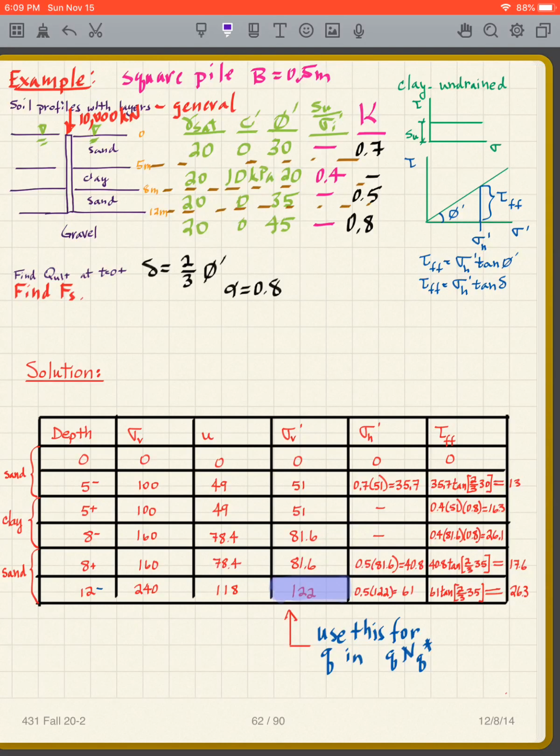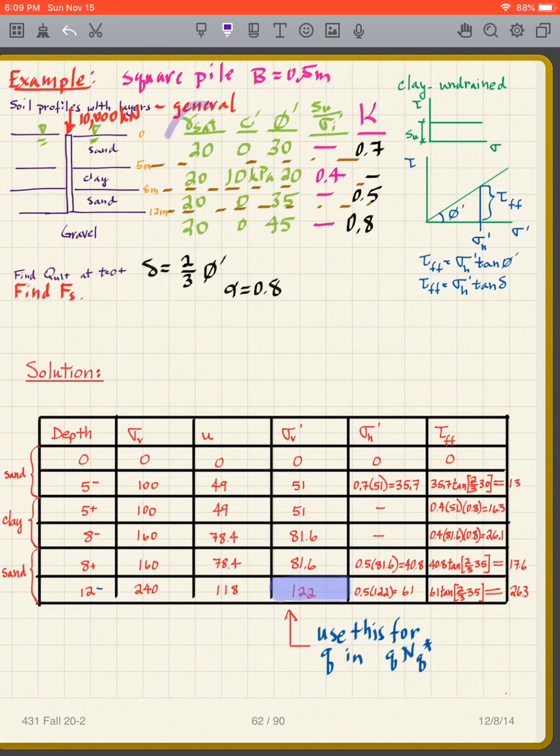Look at the situation where I have many layers of soil that are different, and see what the impact is for our pile design and our evaluation of pile capacity. So notice I've got sand, then I've got clay, then I've got sand, then I've got gravel. I have the water table at the surface, and I'm applying 10,000 kilonewtons to this, and it's a square pile, width of 0.5 meter.